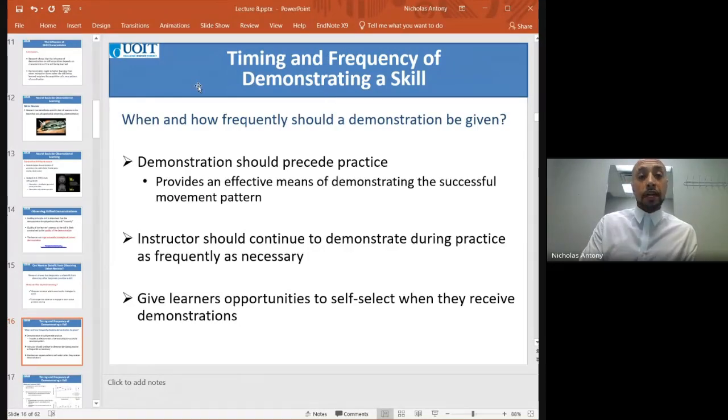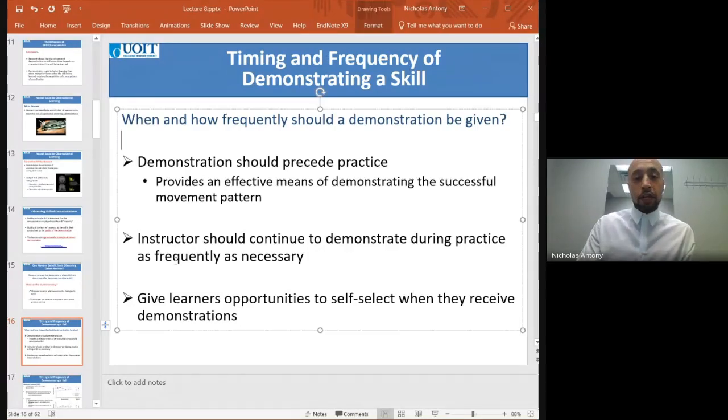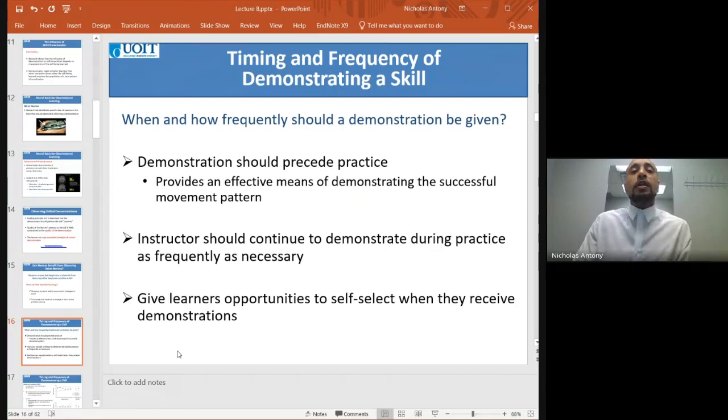So the next question is, if we're going to give demonstrations, when and how frequently should demonstrations be given? Anyone?